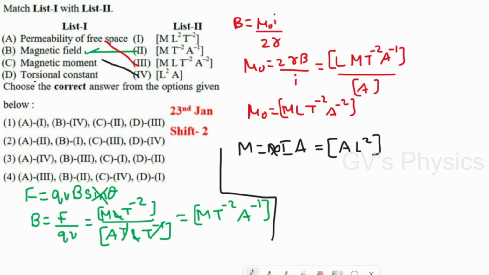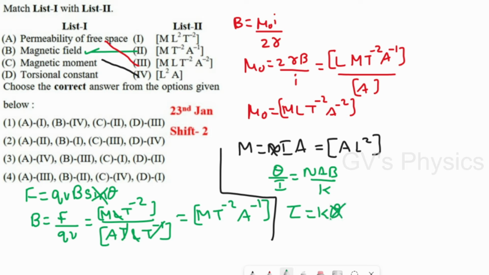And last one, torsional constant. So to find the torsional constant, we can take the formula of the current sensitivity. Theta by I is equal to NAB by K, where K is the torsional constant. Or else you can take one more formula, that is torque is equal to K into theta. We can take this formula also. So here theta is the angle, so we don't want to take this.